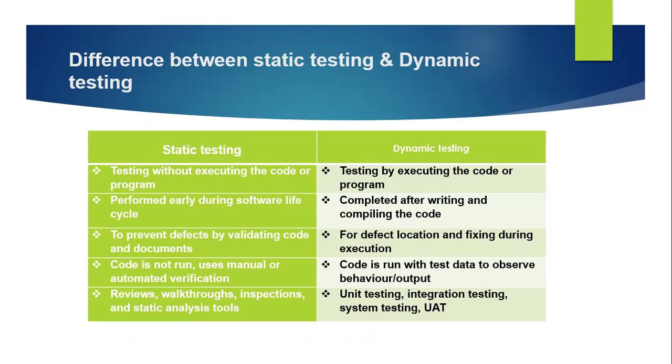In static testing, code is not run; it uses manual or automated verification. But in dynamic testing, code is run with test data to observe behavior or output. In static testing, the methods are reviews, walkthroughs, inspections, and static analysis tools. But in dynamic testing, they are unit testing, integration testing, system testing, and UAT.